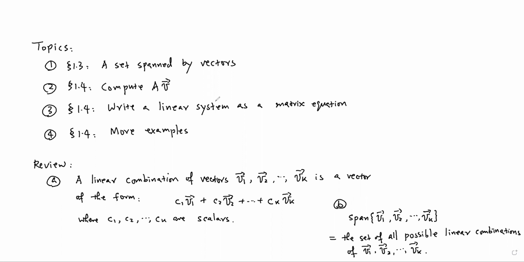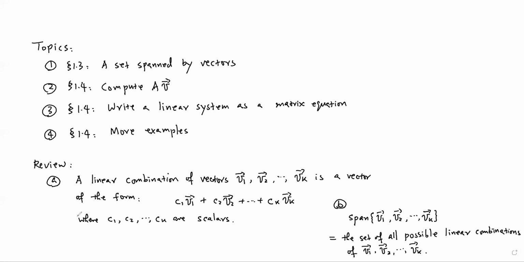a matrix equation. A times a vector is equal to a vector. The fourth topic, more examples about section 4. Take a review. Some key points from the last class.